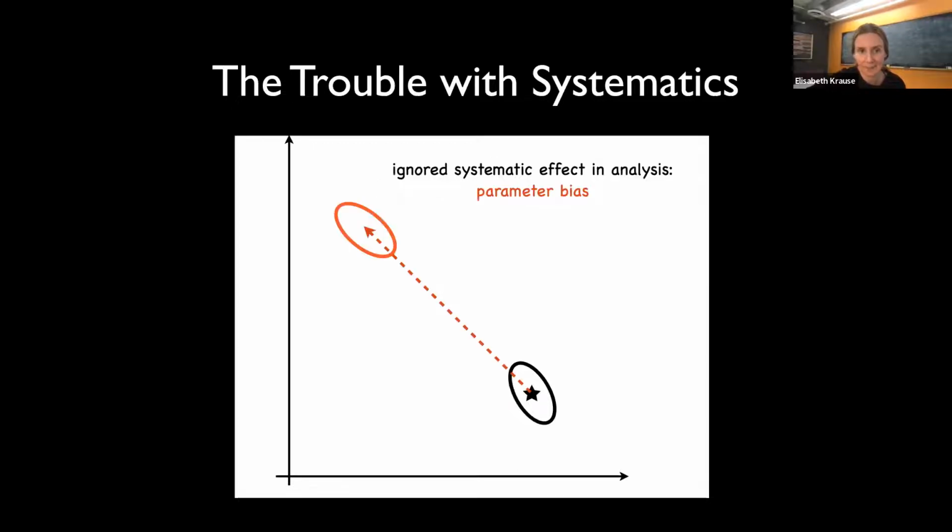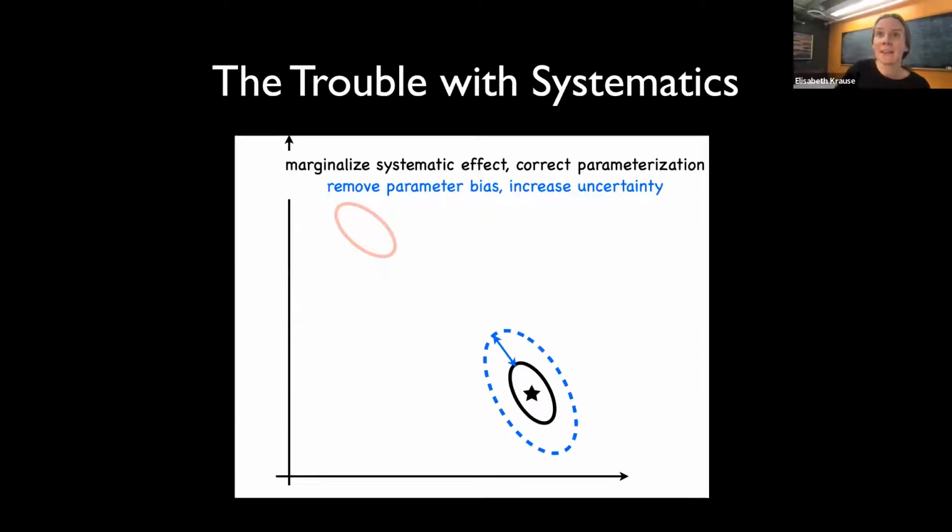Then in the next step, if there is some ignored systematic effect in the analysis, our parameter estimate would be biased. But because we are still in this ideal situation where we realize the bias, we can just think and figure out what's going on, put in a model for the systematic, and marginalize over the corresponding parameters. So at that point, we remove the parameter bias, but increase the uncertainty in our measurement.